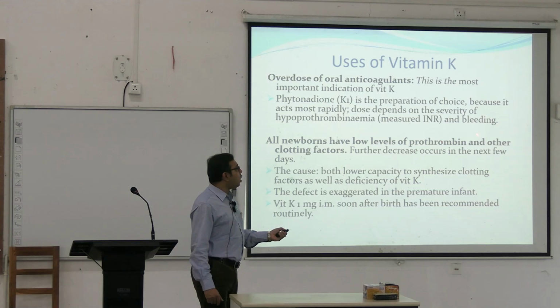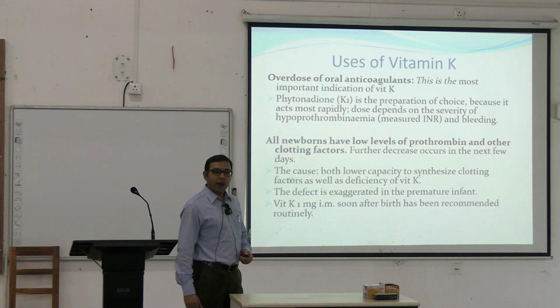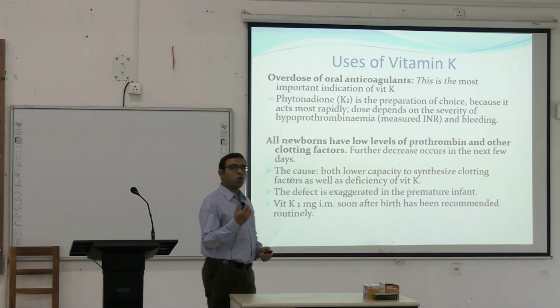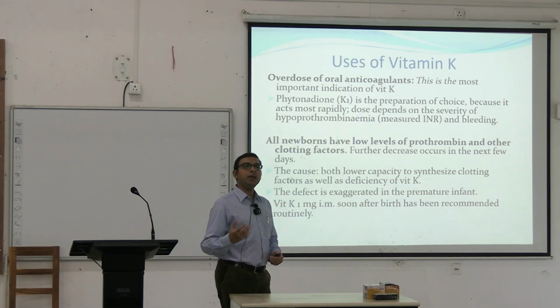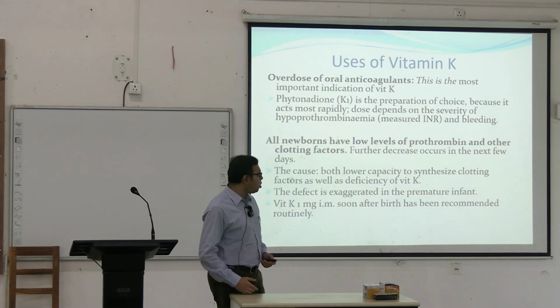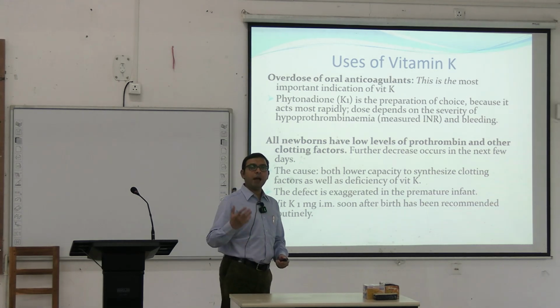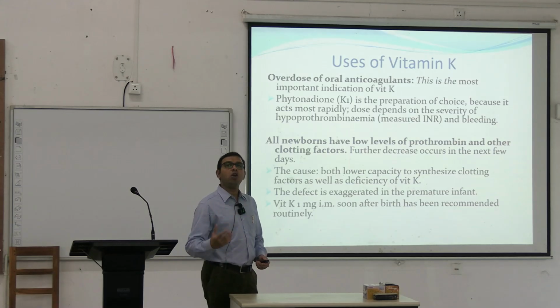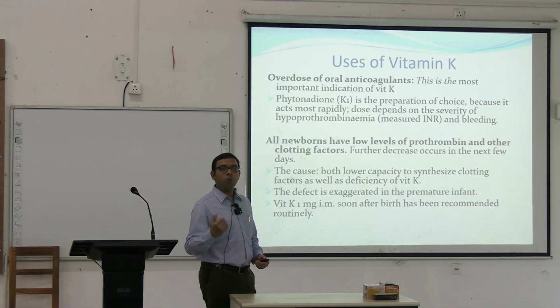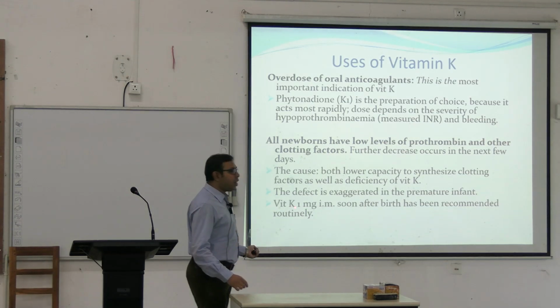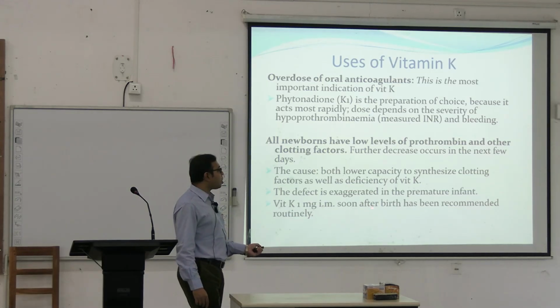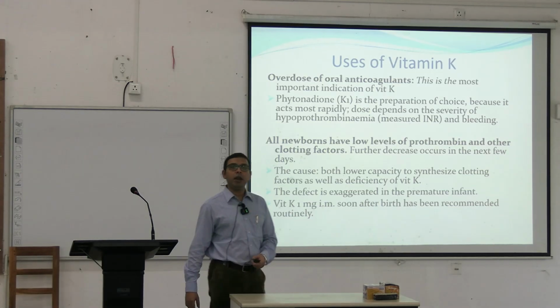All newborns have low levels of the prothrombin and other clotting factors because this clotting factor generation machinery is not developed in the newborns, as well as there is deficiency of the vitamin K. So the defect is exaggerated in the premature infants. So prematurity ultimately leads to hemorrhagic disease of the newborn. In the newborn, there will be hemorrhage. So vitamin K 1 milligram intramuscular soon after birth has been recommended routinely.